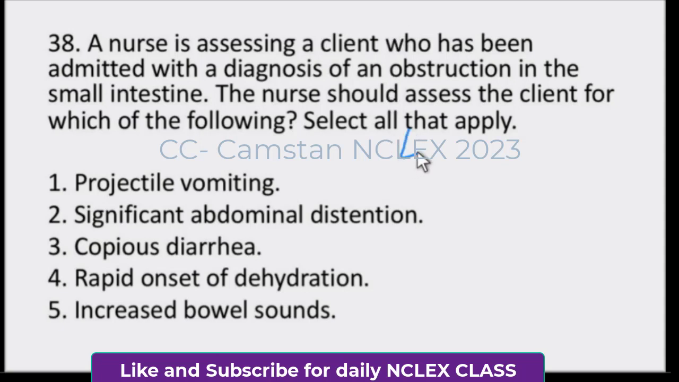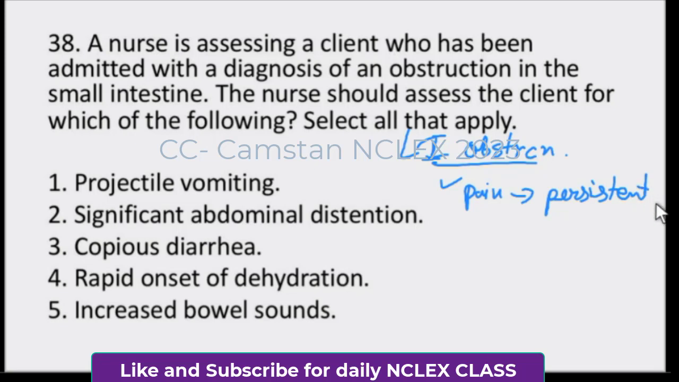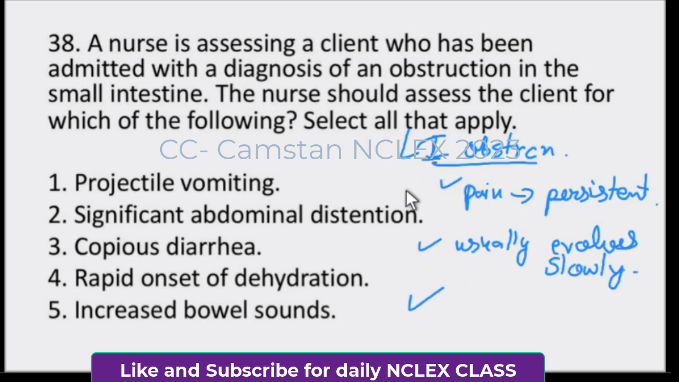Now talking about if the client has large intestine obstruction, what are the clinical features? Please note them. The pain will be persistent. In small intestine, it was intermittent, right? But here it is persistent pain. And large intestine obstruction usually evolves slowly, right? The small intestine obstruction was rapid, but this evolves slowly. And here we have vomiting, which is very rare, so not very common. But in small intestine obstruction, it was projectile.